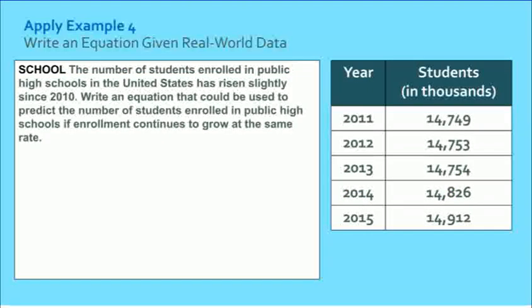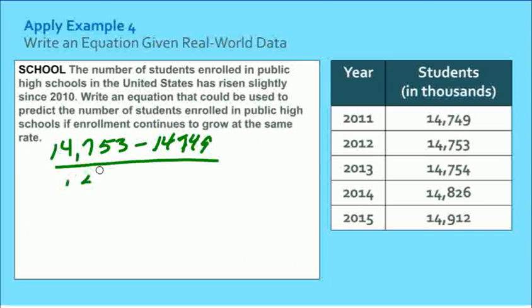Next, example 4. The number of students enrolled in public high schools in the United States has risen slightly since 2010. Write an equation that could be used to predict the number of students enrolled in public high schools if enrollment continues to grow at the same rate. So the first thing we need to do is find out how much it is increasing by. So I have 14,753 minus 14,749, divide that by 2012 minus 2011.